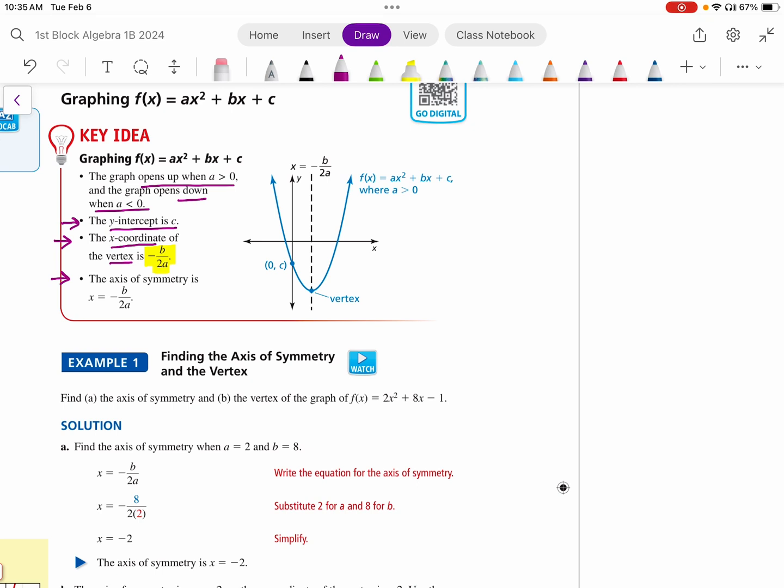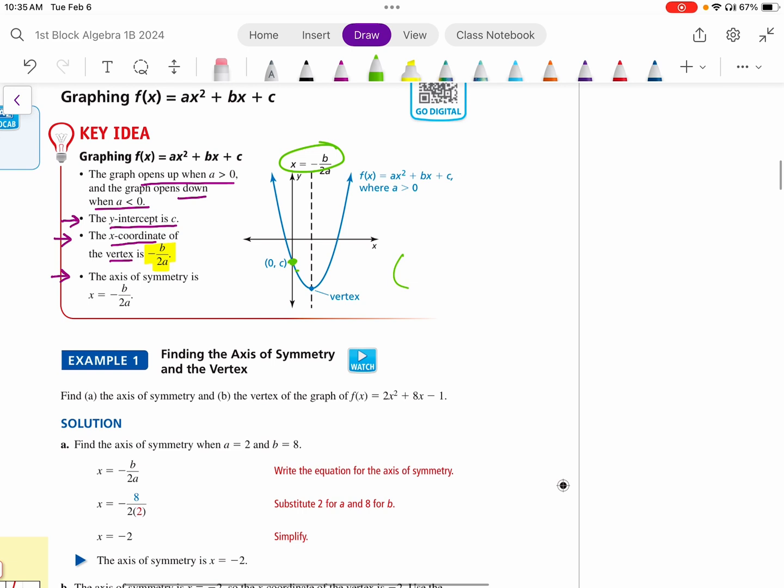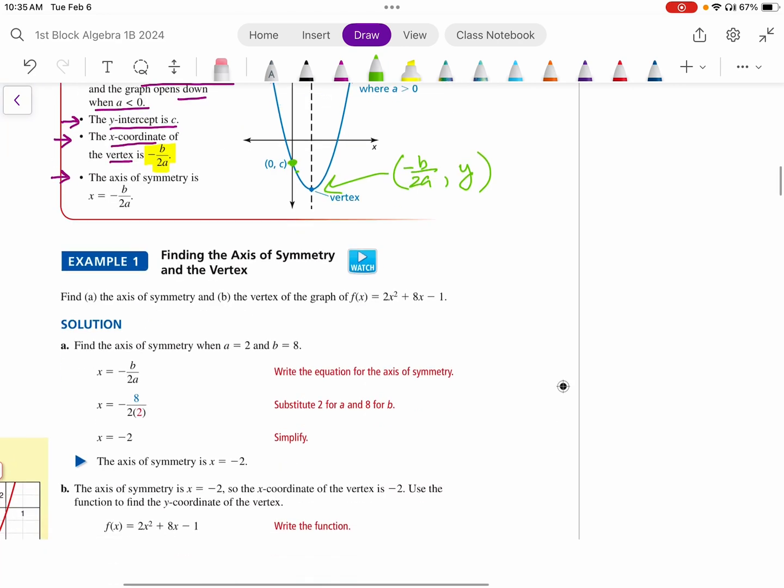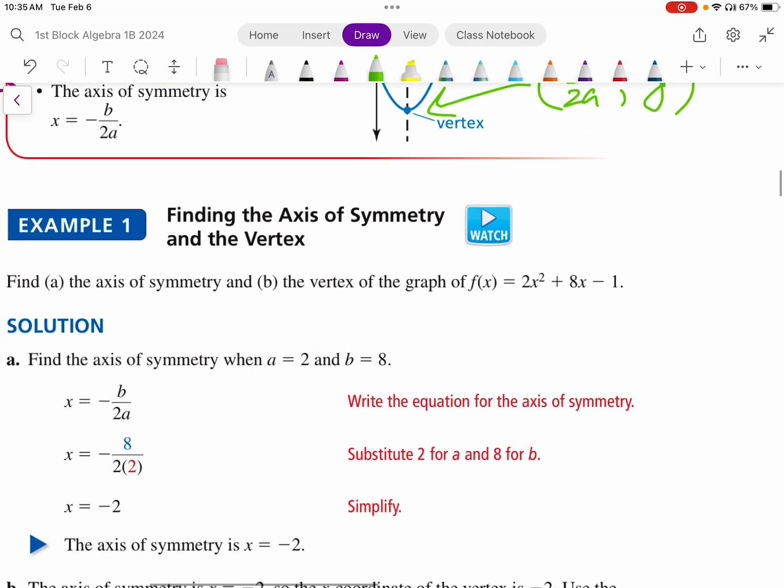So we see here in this graph, the axis of symmetry is x equals negative b over 2a. The y-intercept is always at (0, c). For the x value of the vertex, it's negative b over 2a. And then you plug it into the equation to get the y-coordinate of the vertex. So let's do some practice with that.